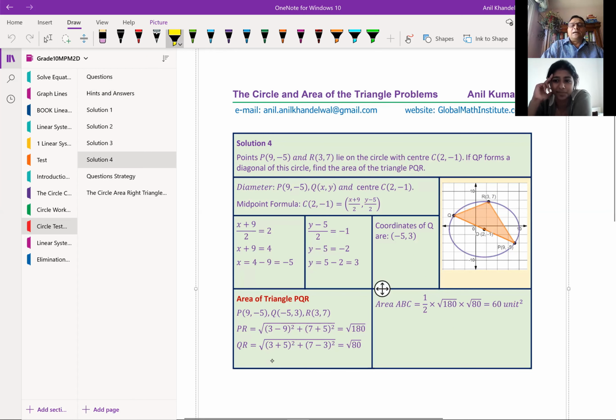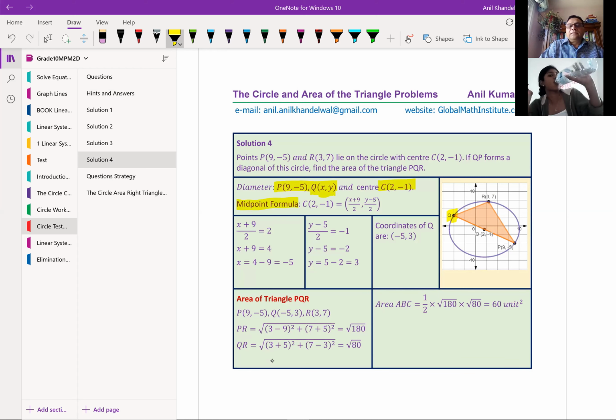So we are given the diameter is PQ. So let the coordinates for Q be x and y, which we need to figure out. We are given the center, which is (2, -1). We are going to use the midpoint formula, and the midpoint is at C, which is (2, -1). So take the average value of the Q and P coordinates, and there you go. Solve each one individually to find the values of x and y. So you get the coordinates of Q as (-5, 3) in this particular case.